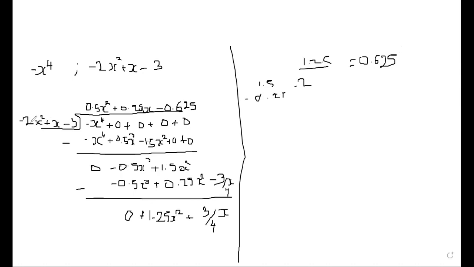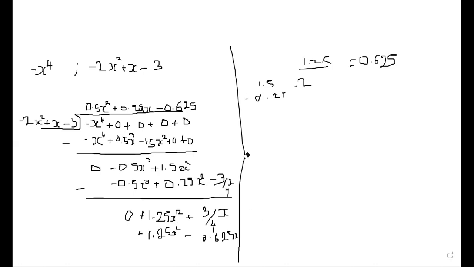So now we multiply this guy and that guy. 2 times 0.25. Since this is negative and this is negative, this guy is going to be positive. It's going to be 1.25x squared, minus 0.625x.